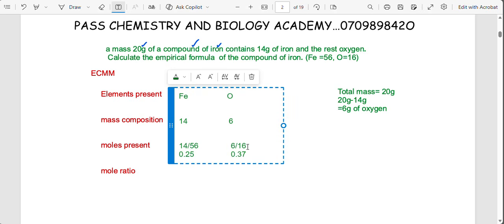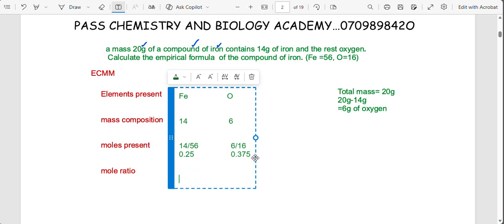Then still in the same space of moles present, you start calculating. 14 divided by 56 gives us 0.25. Yes, that is okay. Then 6 divided by 16 gives us 0.375. Okay. Now you're done. That is in the space of moles present.